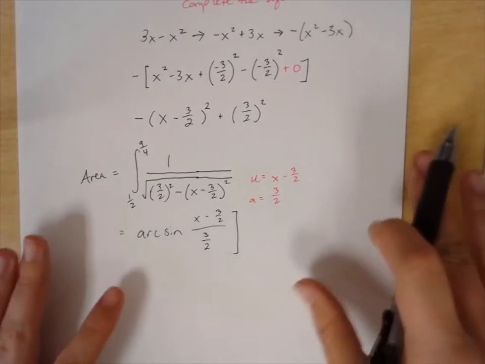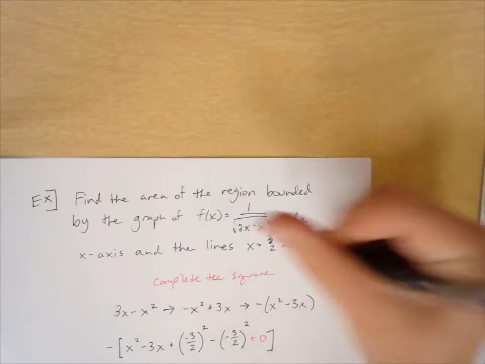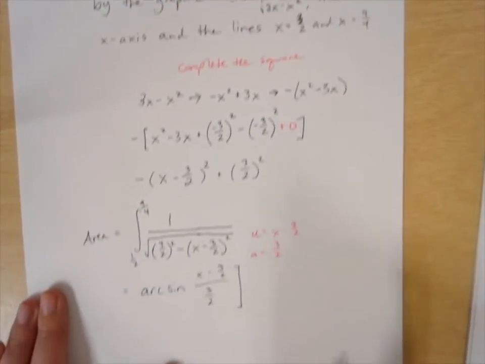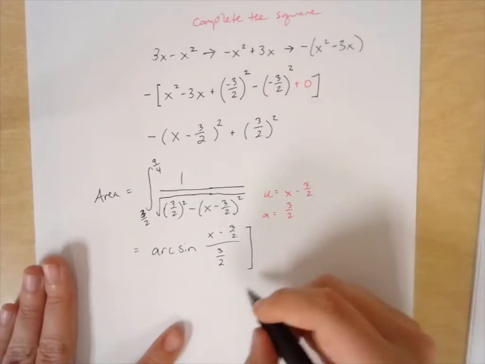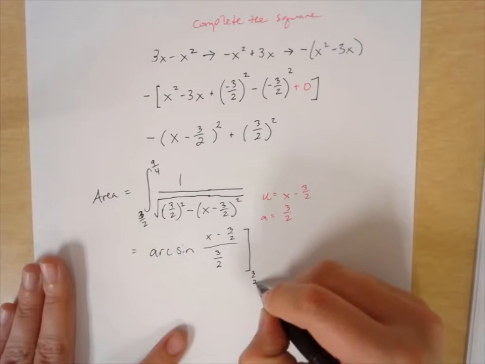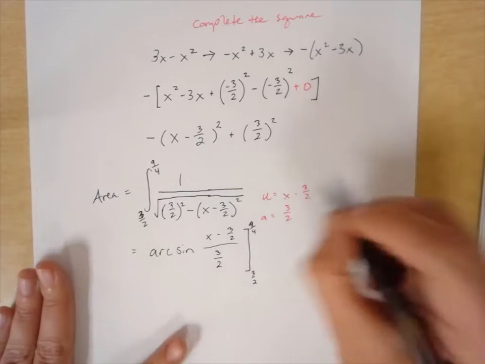There was a typo in here that I want you guys to fix. It was actually supposed to be from the lines x equals 3 halves. Sorry, I couldn't read my own handwriting there. So down here when we write our bounds, it should be from 3 halves, and then right here it should be 3 halves as well. So make that change, and then we still have 9/4 on top.